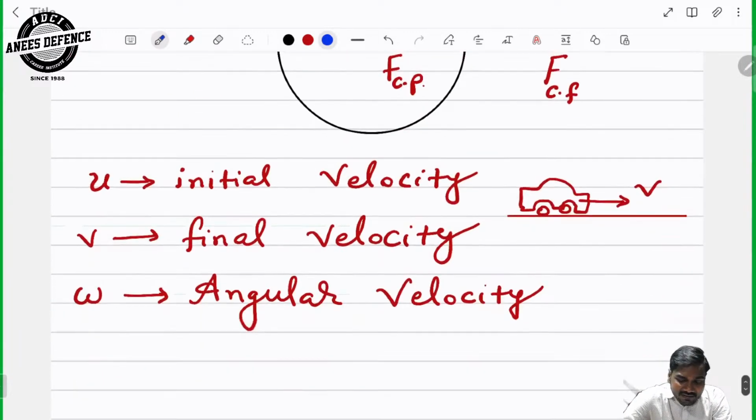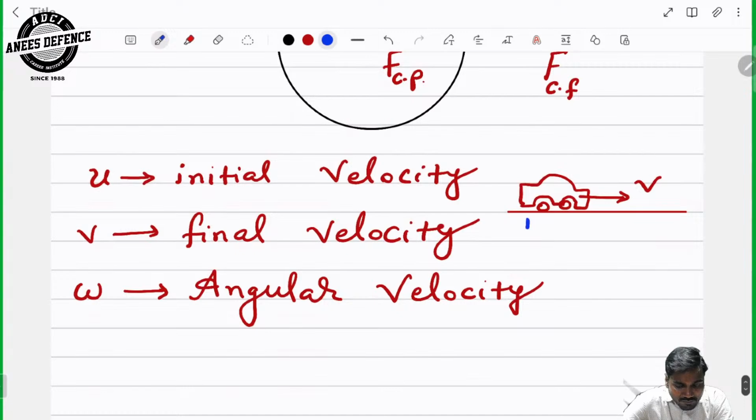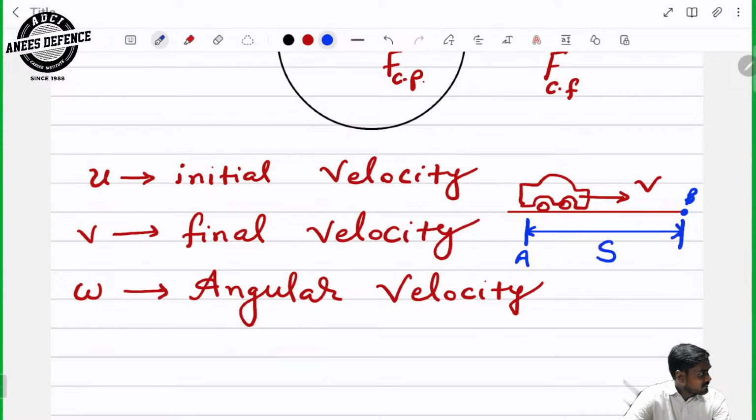Just consider, in this case, when the object moves from one point to another point, this point is point B, the final point, and this point is point A, the initial point. So displacement is S, the shortest path length between the initial point and the final point. Understood?